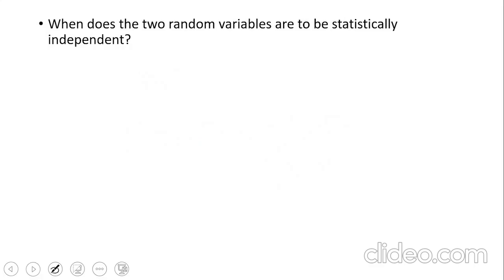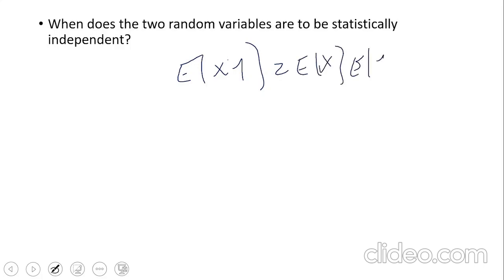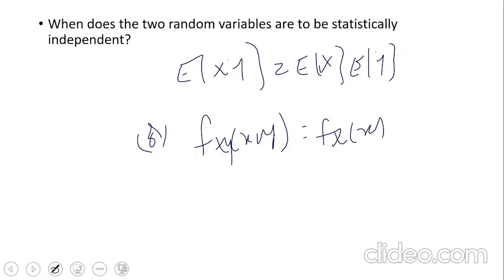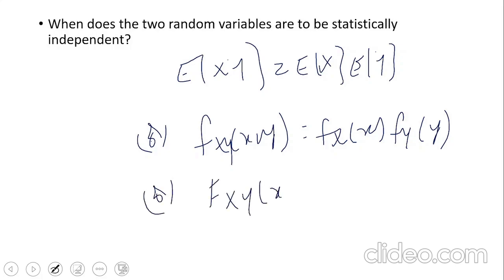When are two random variables statistically independent? When we can say two random variables are statistically independent, you can write this as the joint probability density function is equal to the product of the individual density functions, or you can write E of XY is equal to E of X into E of Y, or you can write joint density function f_XY of x comma y is equal to f_X of x into f_Y of y, or you can write the distribution function F_XY of x comma y is equal to F_X of x into F_Y of y. You can write any.